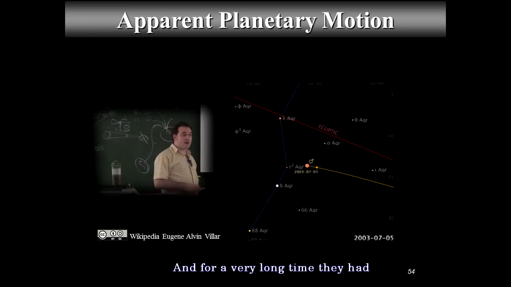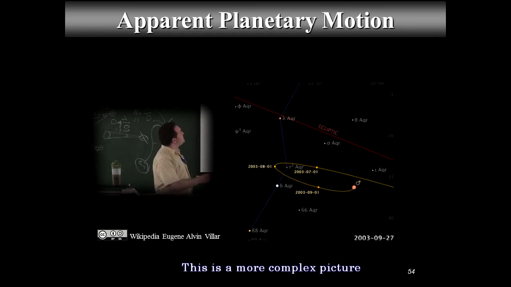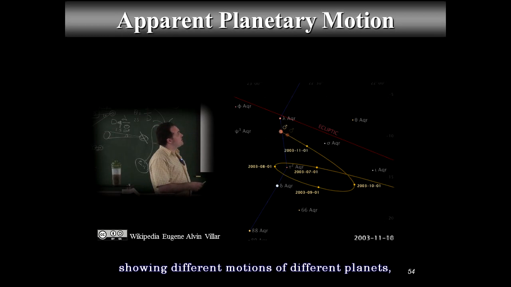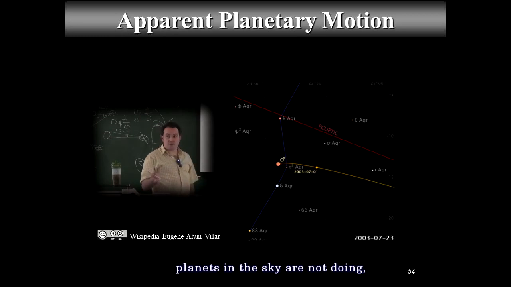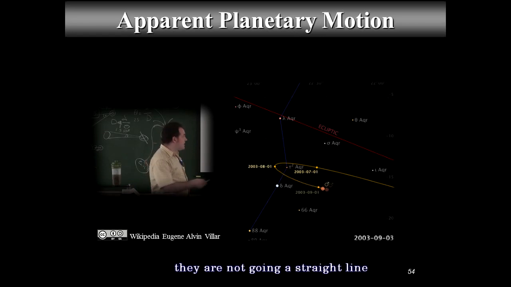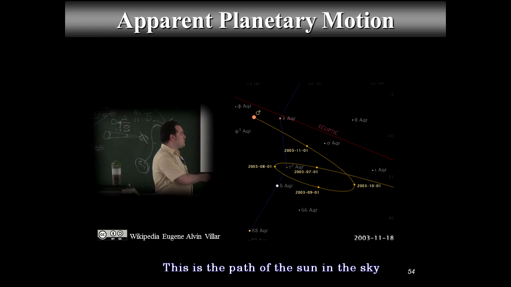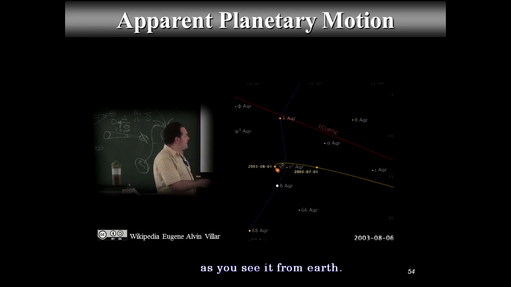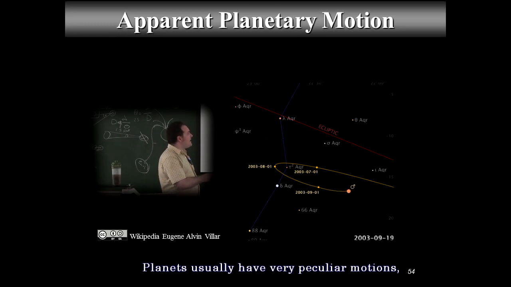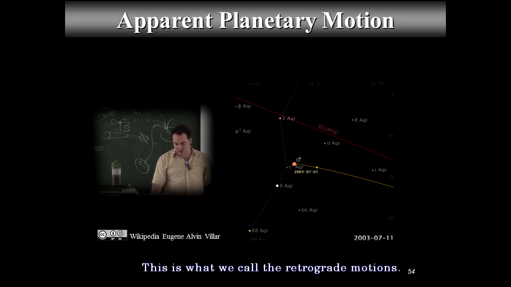And for a very long time, they had lots of problems explaining what's happening there. This is a more complex picture showing different motions of different planets. And you see that planets in the sky are not like the sun or like our moon. They're not going in a straight line and orbiting on the same path, like the ecliptic. This is the path of the sun on the sky, as seen from Earth. Planets usually have very peculiar motions, especially Mars and Jupiter. This is what we call the retrograde motions.